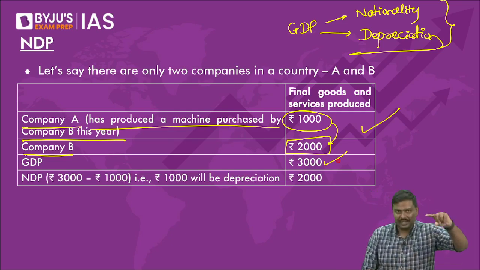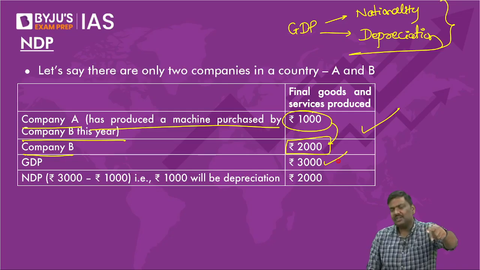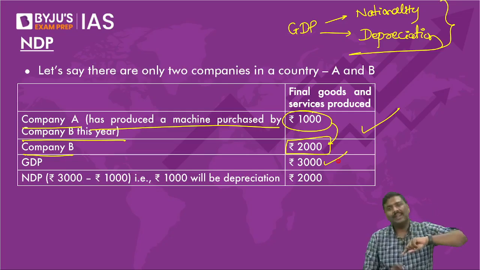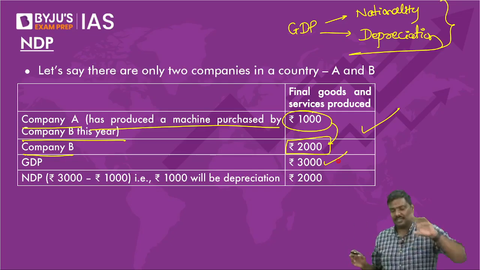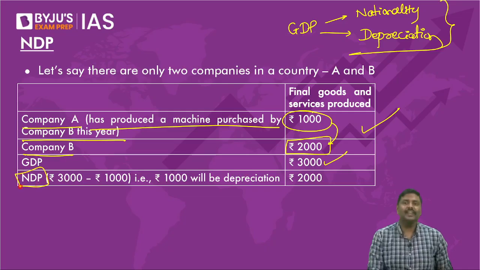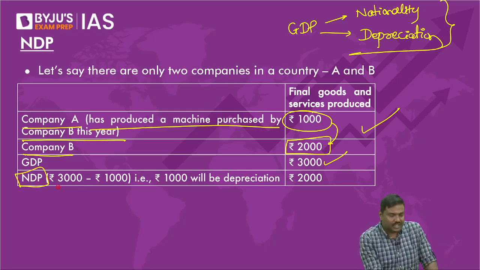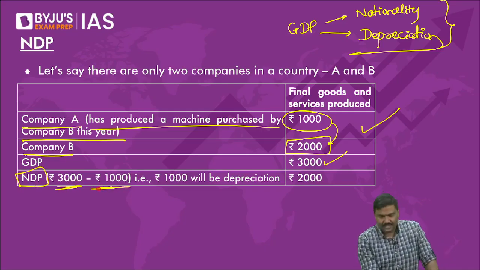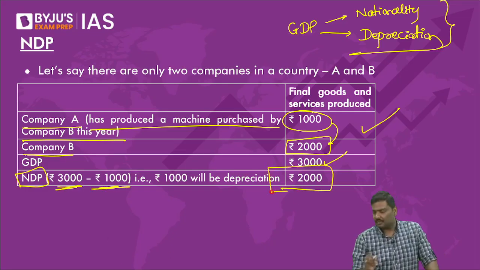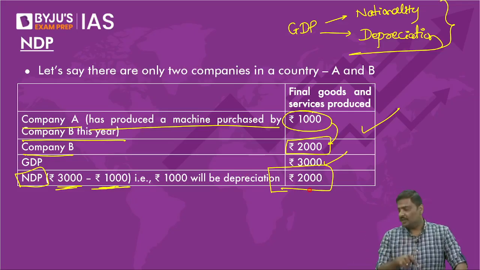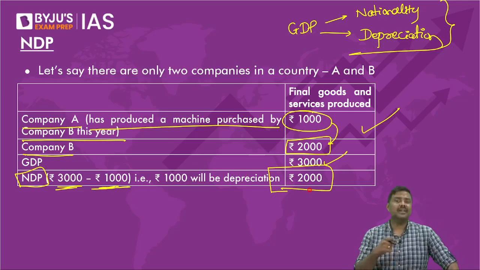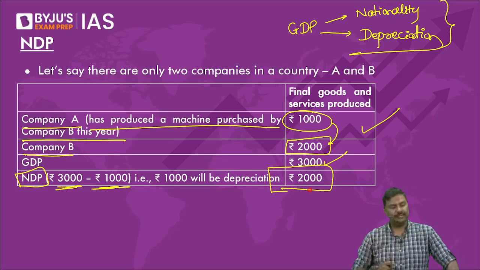But what if, in this example, only one machine is produced this year and that machine was purchased by company B to replace an existing machine? Replacing an existing machine, that is basically NDP now. NDP is GDP minus depreciation, that is 2,000 rupees. Okay, that is the basic idea of net domestic product. It is a much better indicator compared to GDP.